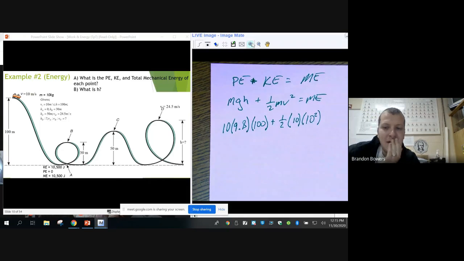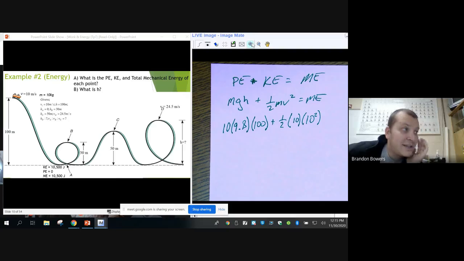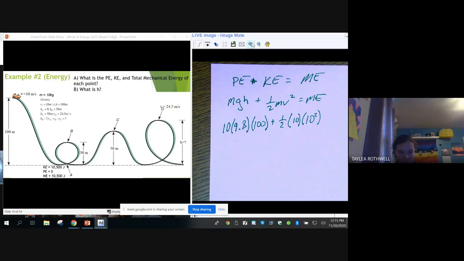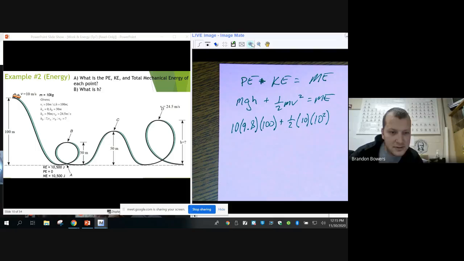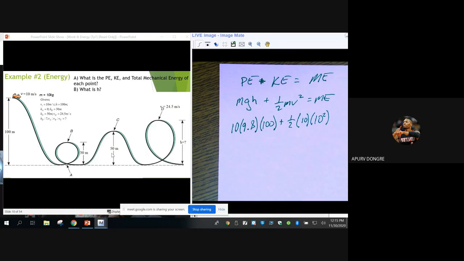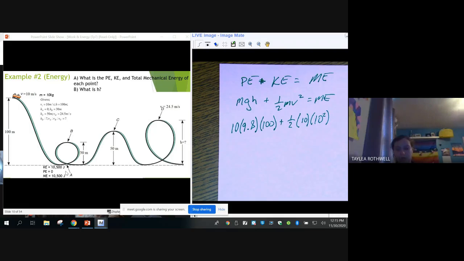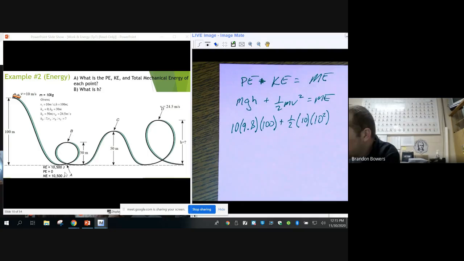So what's my mechanical energy at the very top? Isn't that 10,500? Doesn't it say it at the bottom? Yeah, it says it at the bottom. We're supposed to find it on the slide, like A, B, and C. You guys weren't supposed to see that. It is 10,300. Oh, well. This is what I got. All right, we're gonna roll with 10,300.